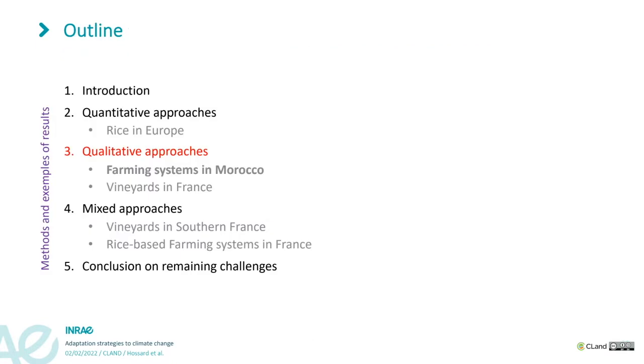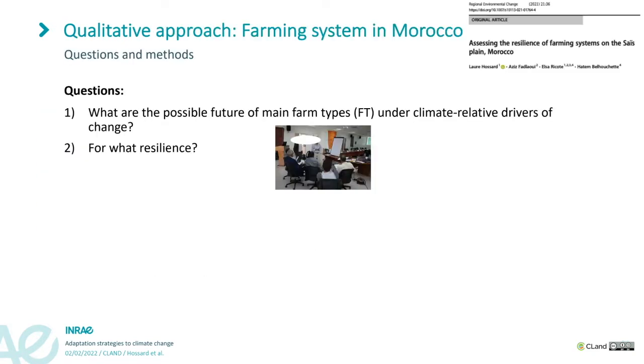Then going to the second set of approaches I want to show you, with examples, I will go for qualitative approaches, so based on participation, and I will talk to you about farming systems in Morocco. So here it's a paper we did with French and Moroccan colleagues. And the two questions we had, the first was, what are the possible futures of main farm types under climate-related drivers of change? And then, for what resilience?